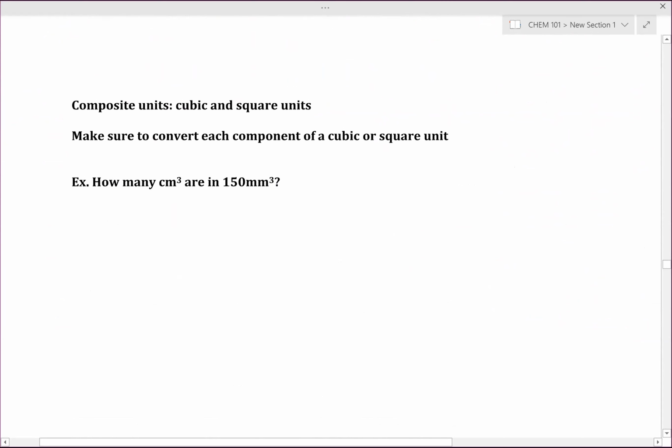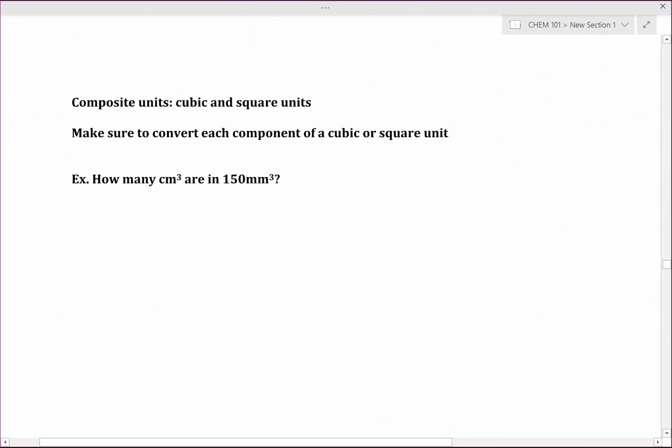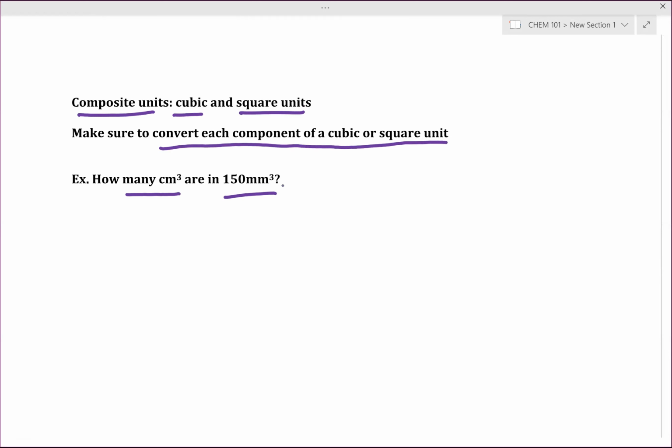Actually, we're going to talk about one more type of composite unit before I have you work on some problems individually. So cubic and square units are a unique type of composite unit. And the key feature for these is you need to make sure to convert each component of a cubic or square unit. So for example, when I'm asking how many centimeter cubed are in 150 millimeter cubed, first and foremost, let's identify our starting units. What are our starting units? Millimeters, and more specifically, millimeters cubed. Exactly. So we're starting with 150 millimeters cubed.